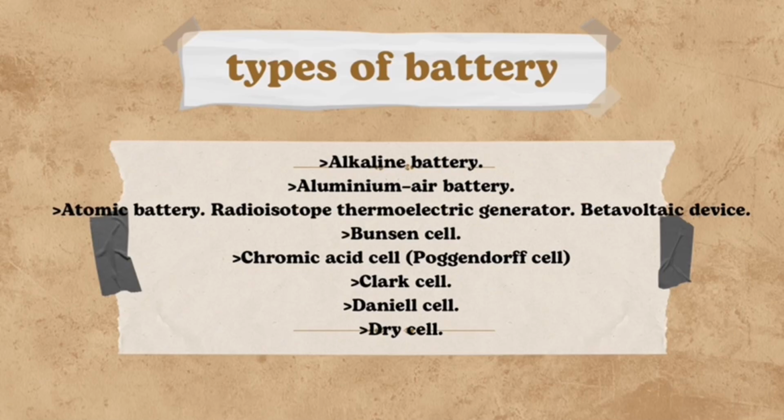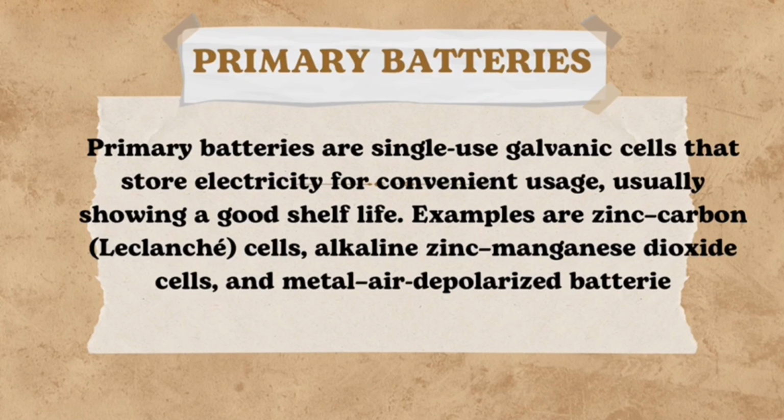There are many types of batteries: alkaline battery, aluminium-air battery, atomic battery, radioisotope thermoelectric generator, betavoltaic device, Bunsen cell, chromic acid cell, Clark cell, Daniell cell, and dry cell. Primary batteries are single-use galvanic cells that store electricity for convenient usage, usually showing a good shelf life. Examples are zinc-carbon cells, alkaline zinc-manganese dioxide cells, and metal-air depolarized batteries.